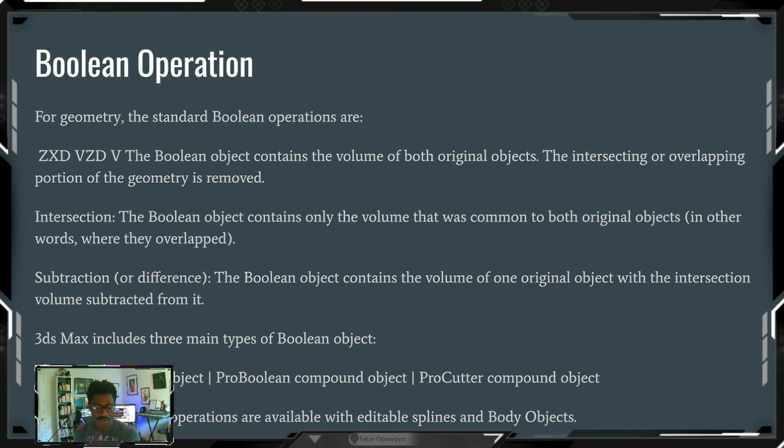3ds Max includes three main types of Boolean objects: Boolean compound object, ProBoolean compound object, and ProCutter compound object. And in addition, Boolean operations are available with editable splines and body objects. So let's see.